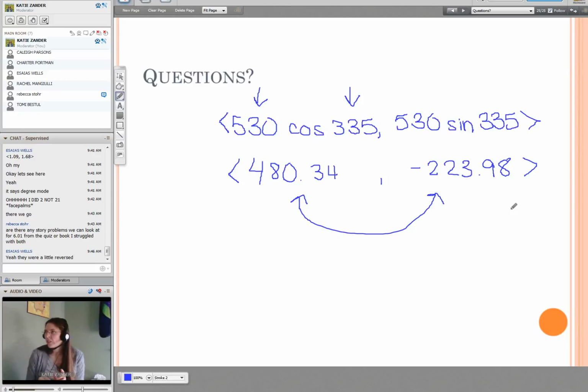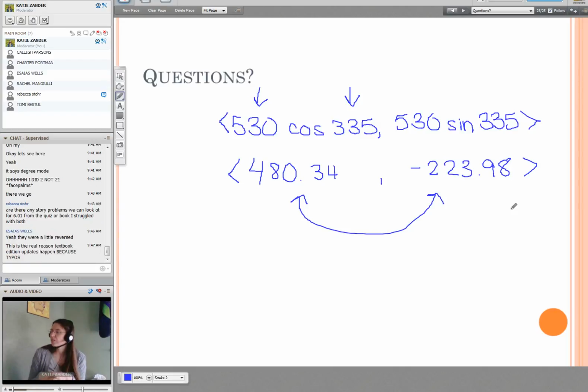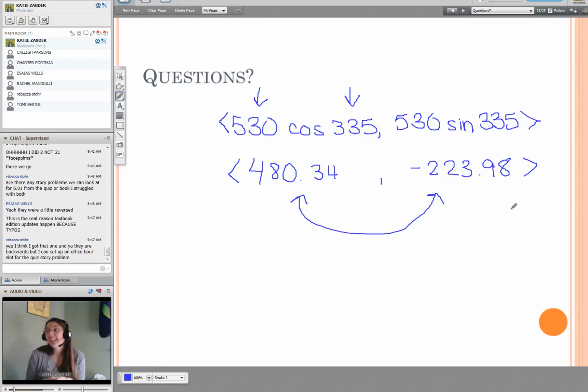Yeah, so I'm not quite sure why they have them reversed. That's a little strange, but we are doing them correctly. We should get them in that order. So maybe that's what was happening and why it seemed a little bit confusing was because the answer key is mixed up. It's almost backwards, so to speak, in that component form. So that's a little strange. Exactly, right? Exactly why updates happen.